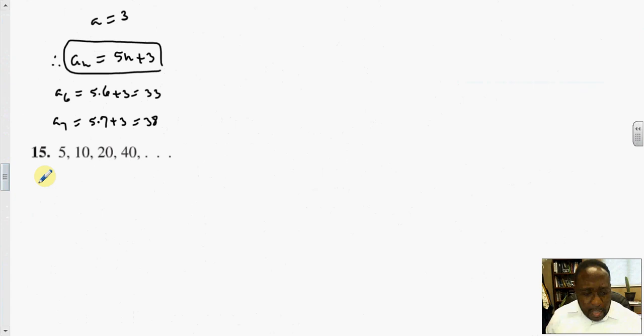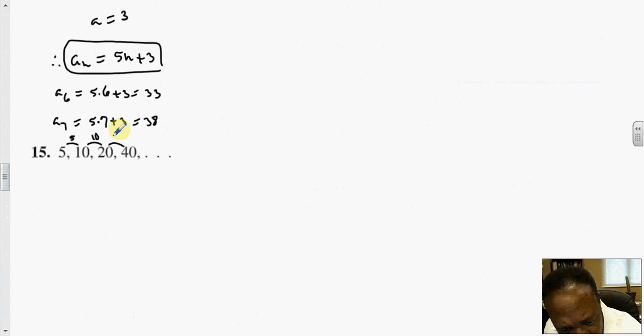So we get 38. Let's look at this pattern. And notice here this is 5, 10, 20, and 40. The difference here is 5. The difference there is 10. The difference there is 20. So we can't use the previous method. So notice that this is n is equal to 1, n is 2, n is 3, n is 4. So we'll use just one of my methods.